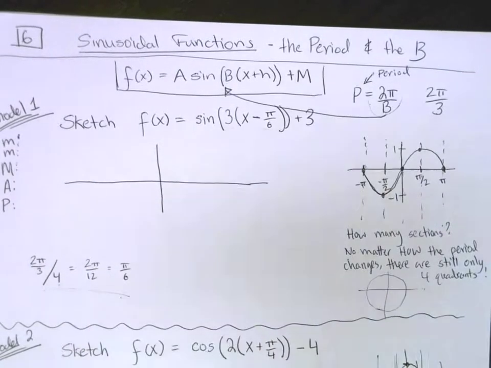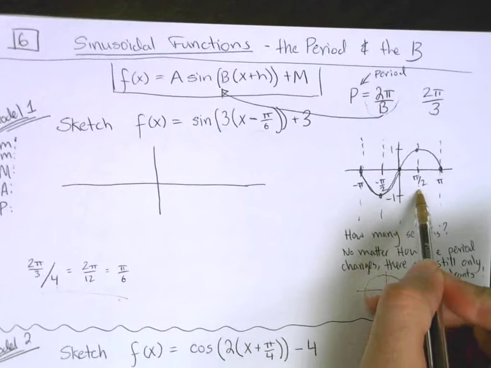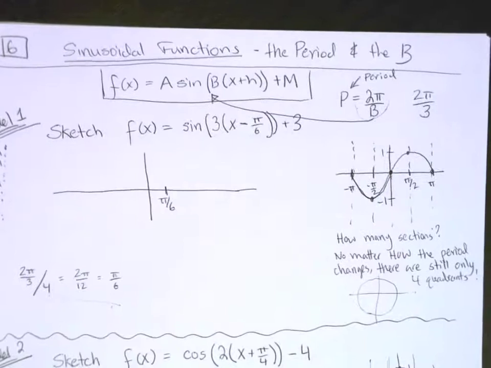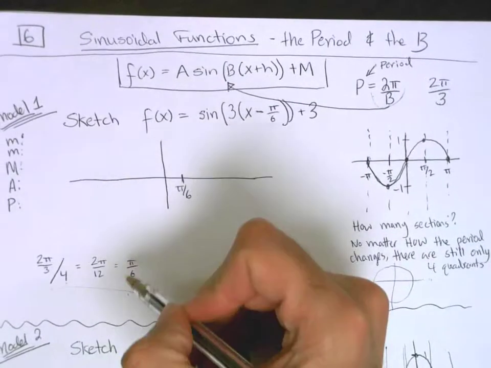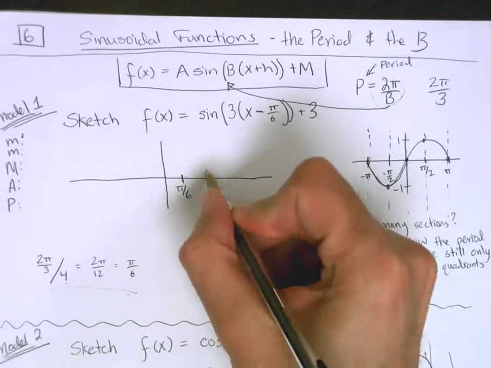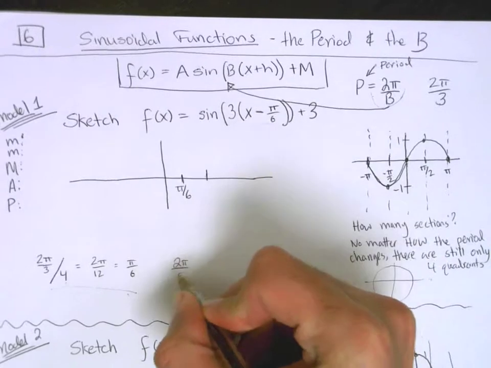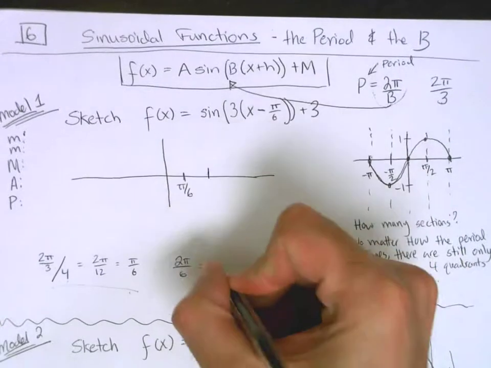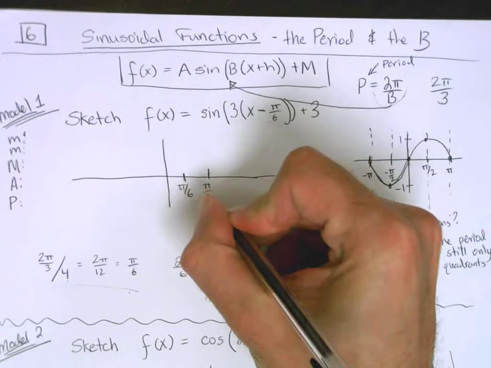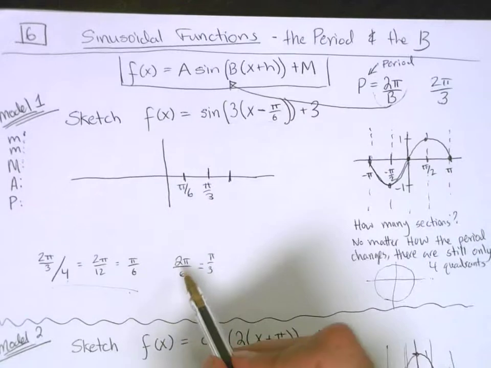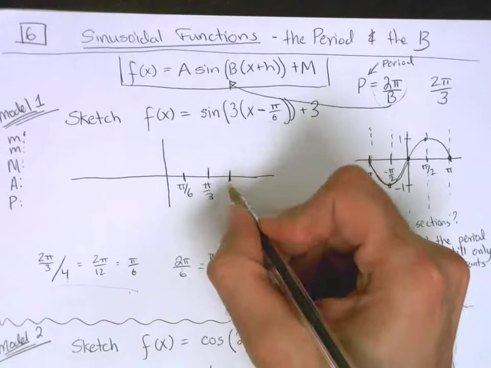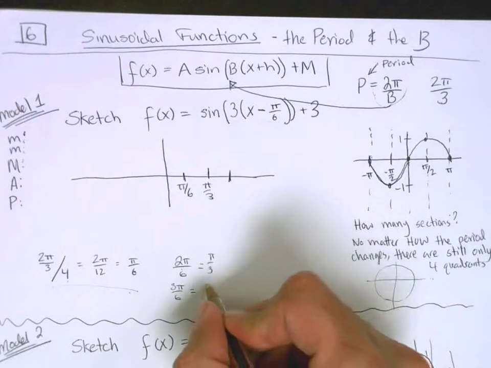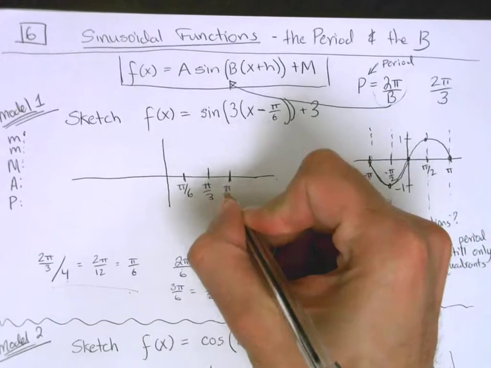And then the next one will be 2 pi over 6. But, of course, 2 pi over 6 can be reduced to pi over 3. So I'm going to write pi over 3. And the next point would be not 2, but 3 pi over 6, which can also be simplified, right? Pi over 2. And then I'm going to do it just like that for the negatives. And negative pi over 3, negative pi over 2.